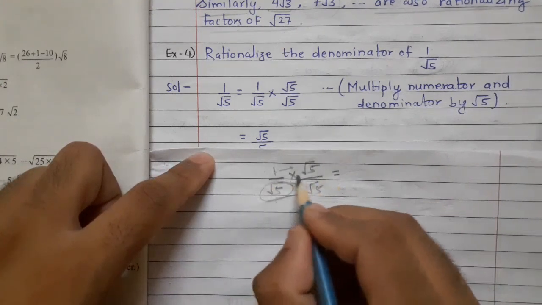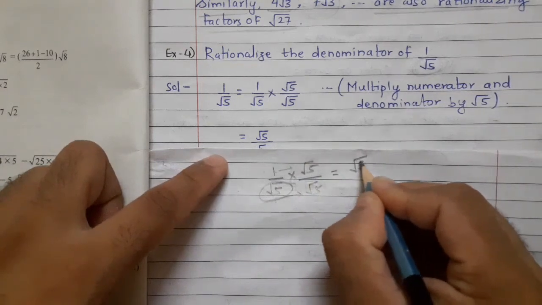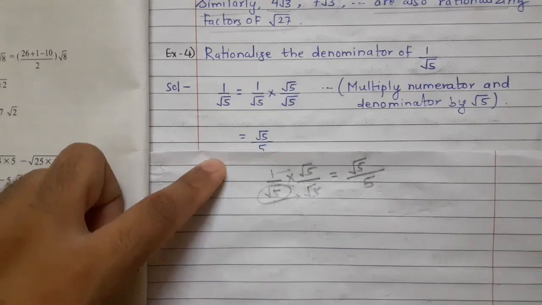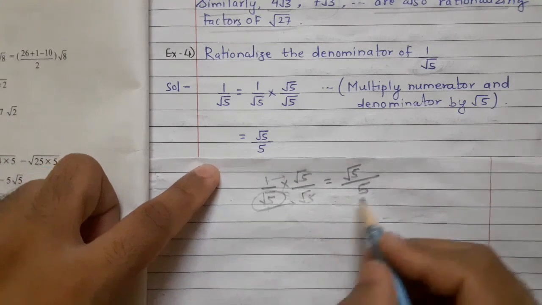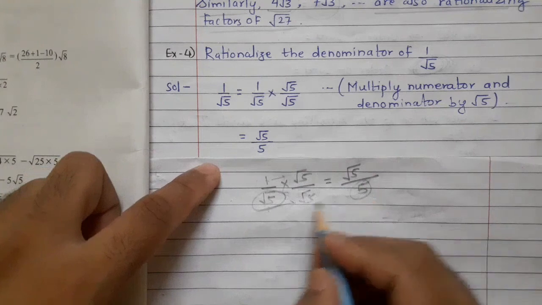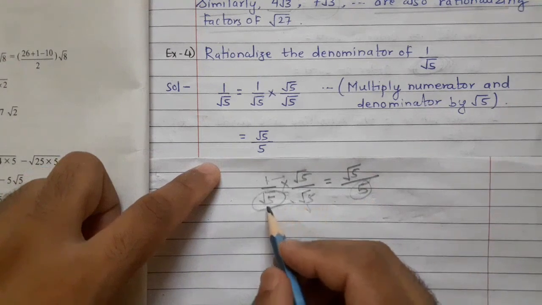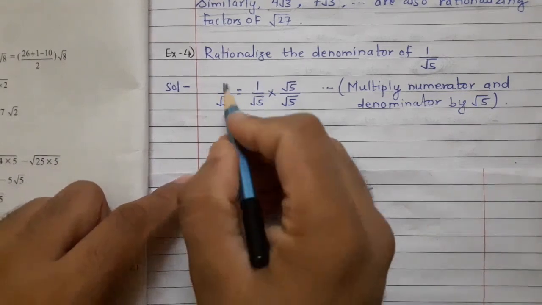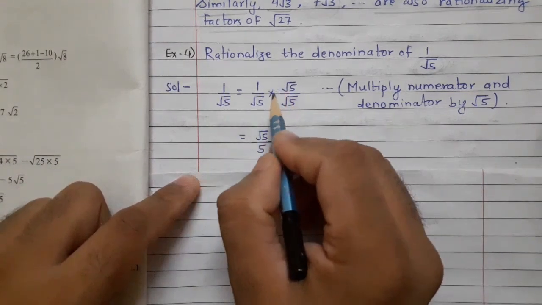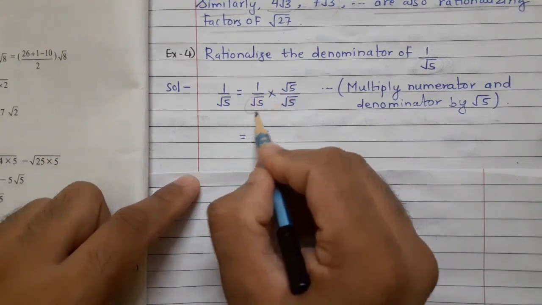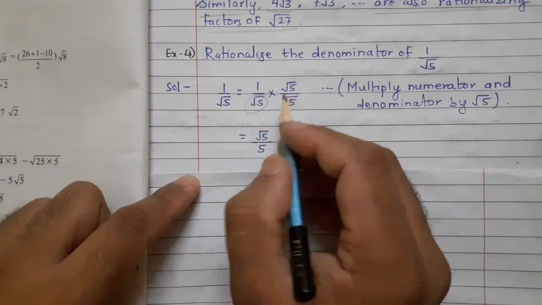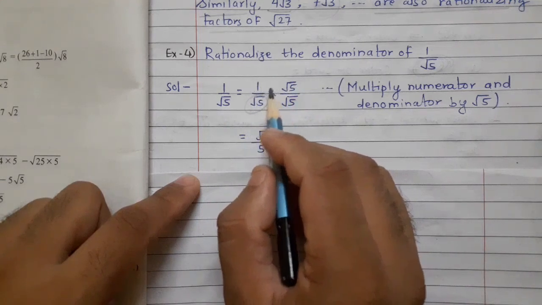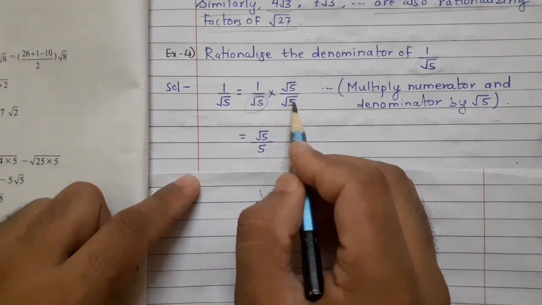Then we have 1 multiplied by root 5 is root 5, and root 5 multiplied by root 5 is 5, and 5 is a rational number. That means the square root of 5 is the rationalizing factor of square root of 5. In such examples, multiply numerator and denominator by the denominator's number, the same number. Here 1 upon root 5 is there, then we multiply numerator and denominator by root 5 upon root 5.